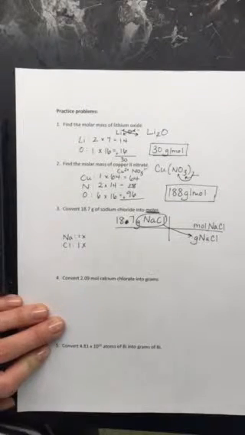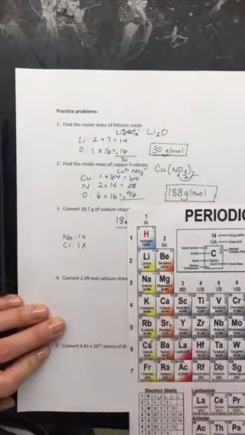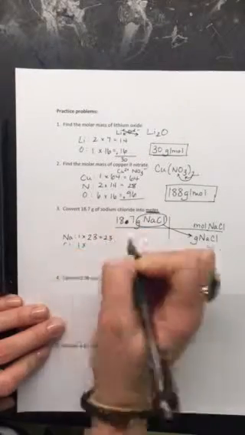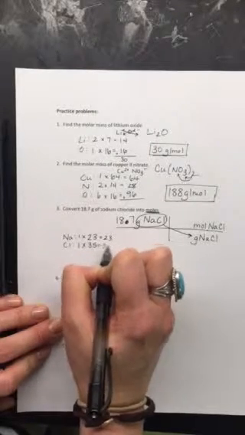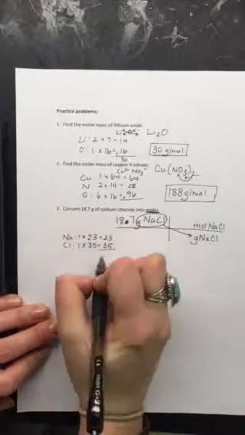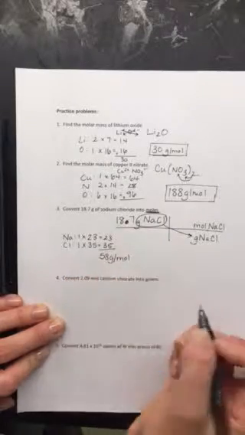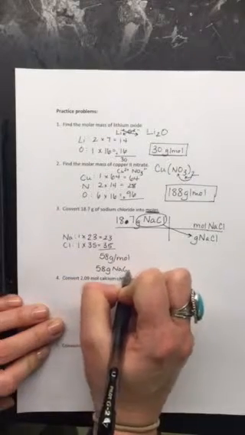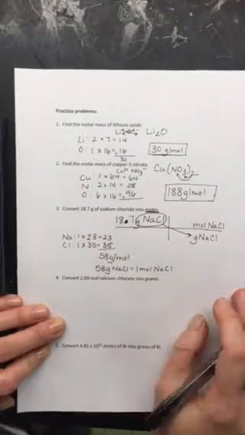If we look up sodium on the periodic table, it's right here. Its mass is 22.9, which rounds to 23. Okay. And if we look up chlorine, its mass is going to round to 35. Okay, so by adding those together, we get a molar mass for sodium chloride of 58 grams per mole. And to write that a different way, 58 grams of sodium chloride is equal to 1 mole of sodium chloride.